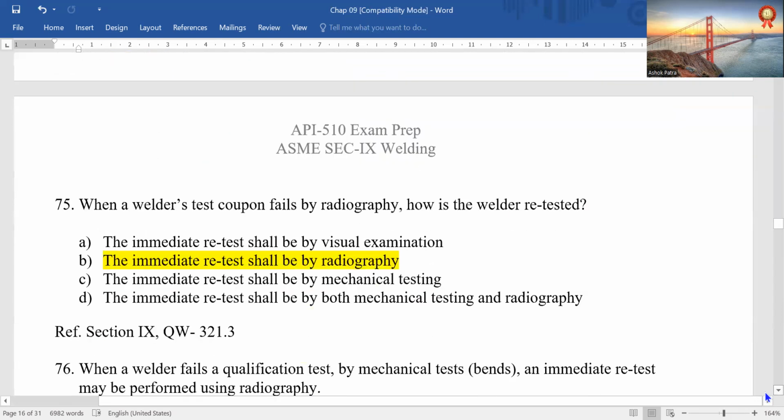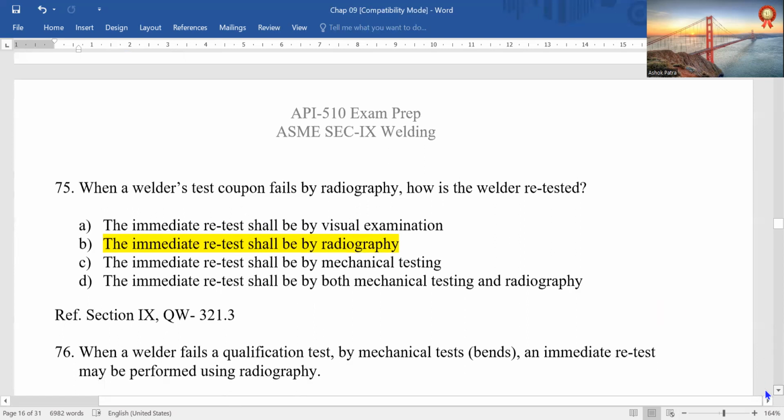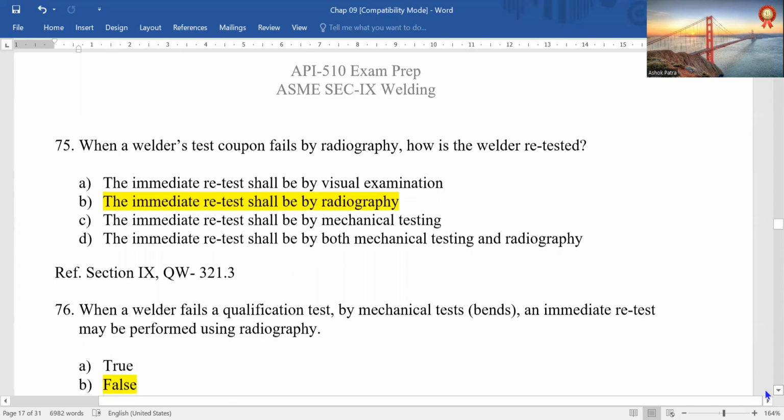When a welder test coupon fails by radiography, how is the welder retested? The immediate retest shall be by radiography, up to coupons.